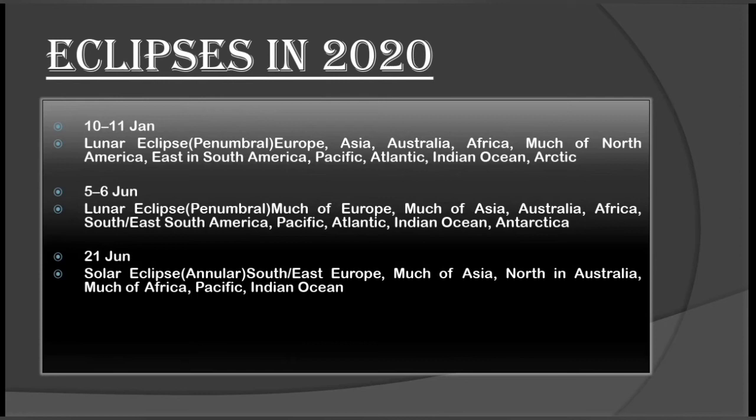On 5th and 6th June, there is a penumbral lunar eclipse, visible in much of Europe, much of Asia, Australia, Africa, Southeast South America, the Pacific, Atlantic, Indian Ocean and Antarctica. And the recent one coming, on 21 June, is an annular solar eclipse. It is also a faded one, visible in Southeast Europe, much of Asia, North Australia, much of Africa, the Pacific and Indian Ocean.